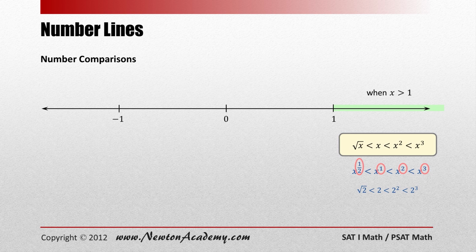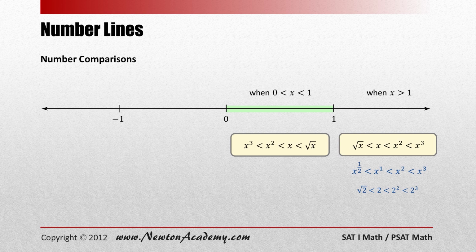Now let's consider when x is between 0 and 1. Then these are arranged this way, from smallest to largest. Again, we express everything with exponents like this. And you know that the more power you have for x, the lesser the number becomes in this region. In other words, as the power of x increases, the number gets closer to 0. You can convince yourself with x equals 0.1.